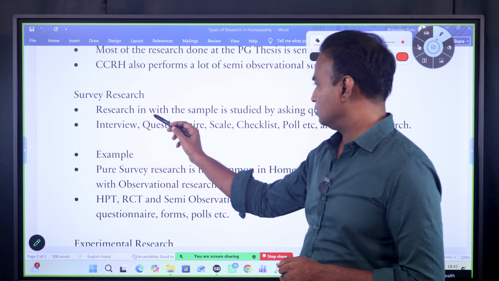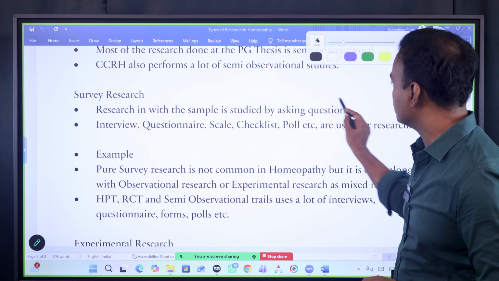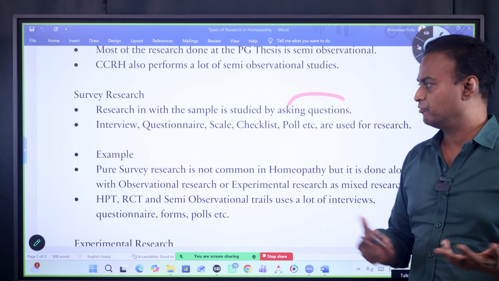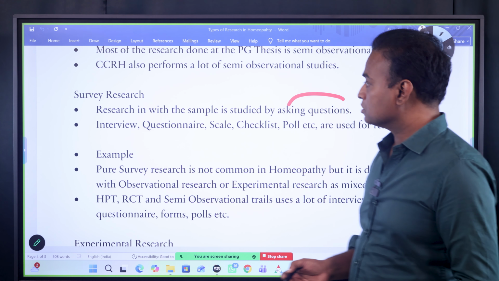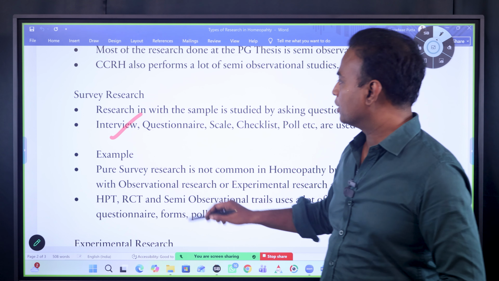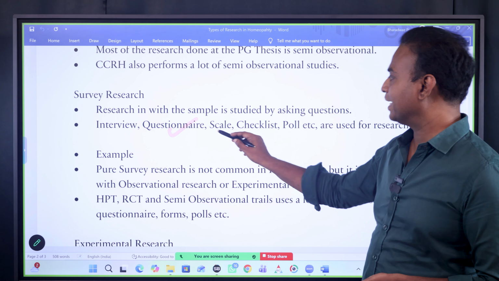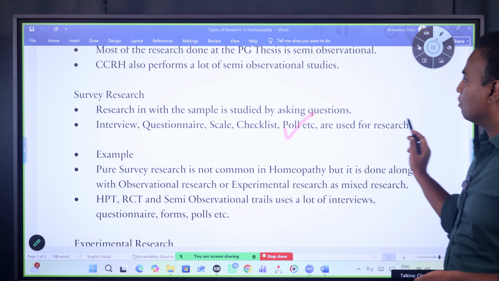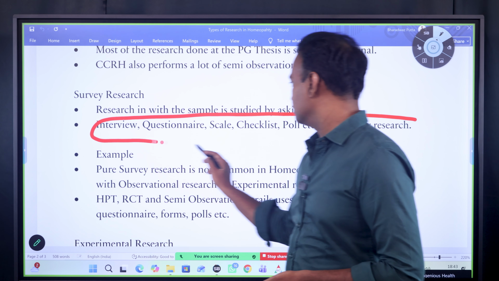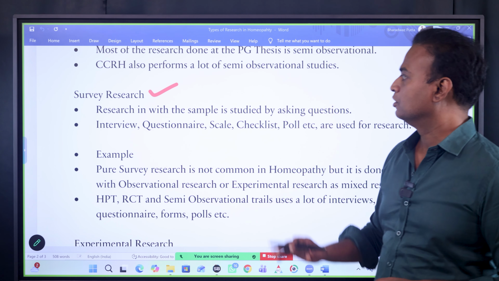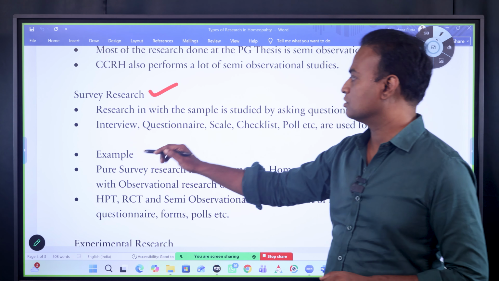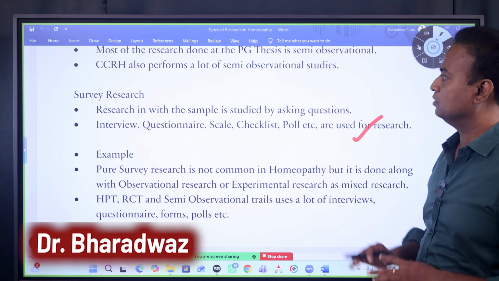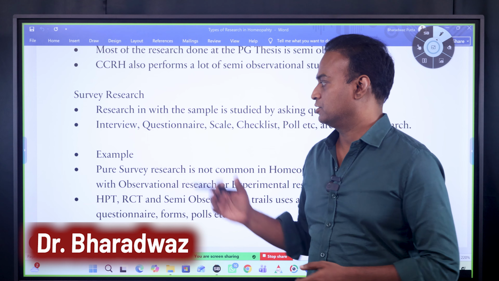Next type of primary research is survey research. The research in which the sample is studied by asking questions. We are getting the survey data by asking the questions. The question format may be very different. You can ask the questions in an interview, or you can provide a questionnaire, or you can give a rating scale, you can give a checklist, you can have a poll. These are all used for research in survey research. In survey research, you use questions in various formats: interview, questionnaire, scale, checklist, poll. This is the second type of primary research.